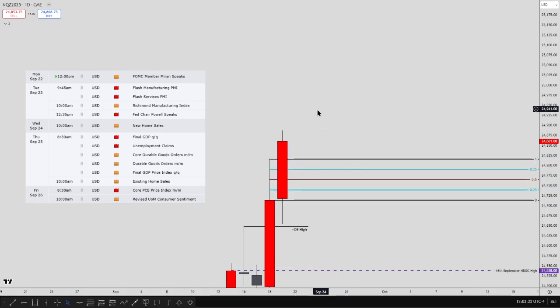I'm going to refrain from giving a huge prediction for the rest of the week because it really just depends on how Monday plays out. And I'll keep you updated in Discord in the daily analysis.